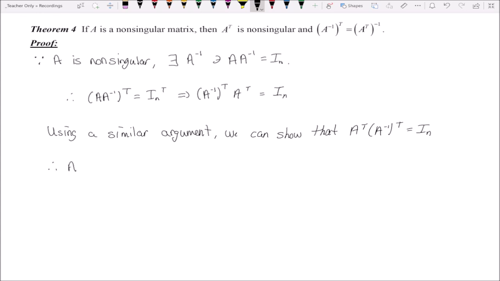Thus, we have just shown that A transpose is non-singular. We've shown it has an inverse. And its inverse is A inverse transpose.